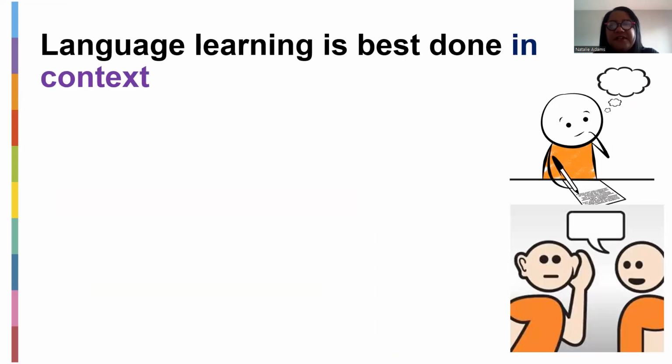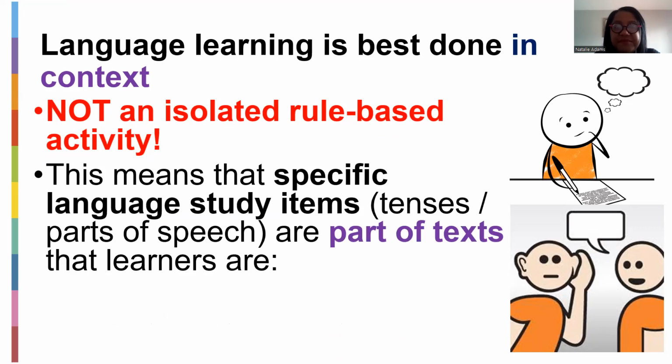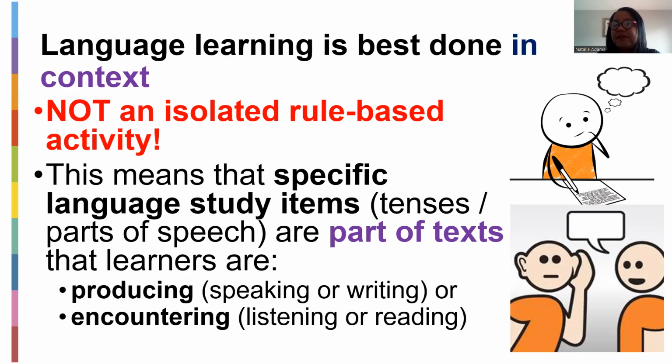So language learning is best done in context. By now, that is the big thing for us. It's not an isolated rule-based activity. This means that specific language study items, tenses, parts of speech, are part of a text that learners are working with. There are lots of things that a learner needs to learn when it comes to grammar: past tense, indirect speech, synonyms, antonyms. What we are saying is that these can only be taught if they're part of a text. And how else can they learn? By producing, either by speaking or writing, or by encountering, by listening or reading.